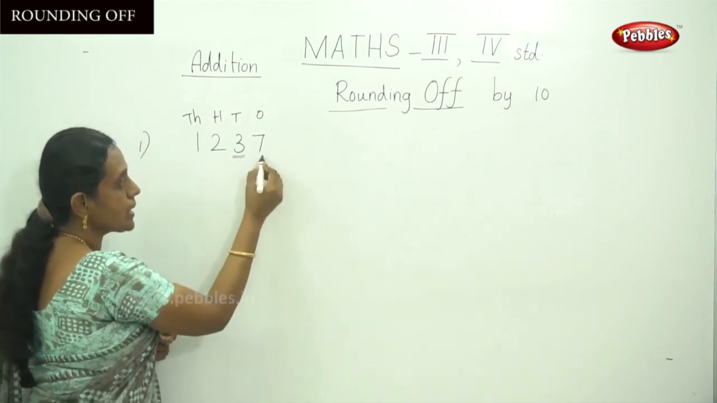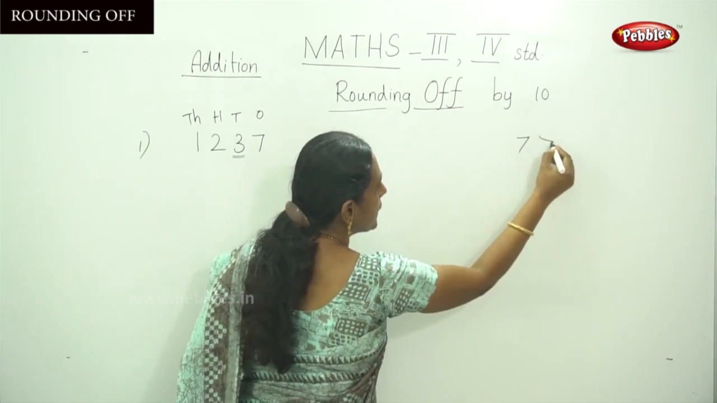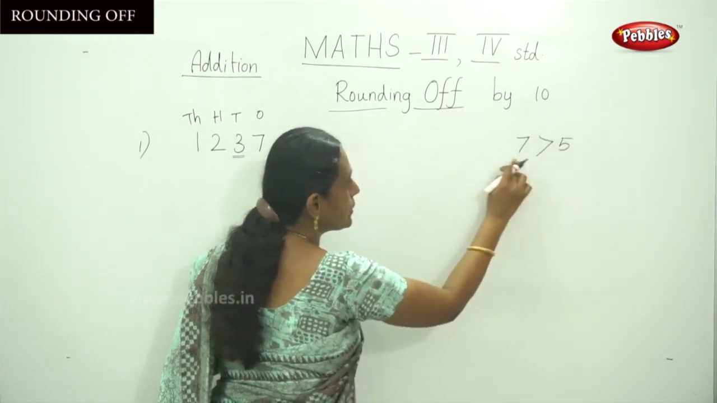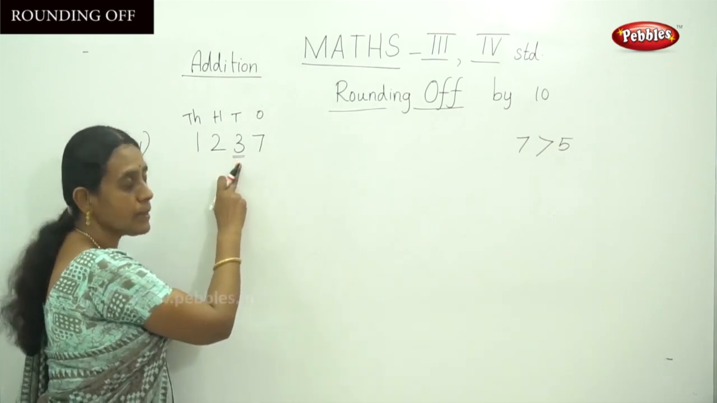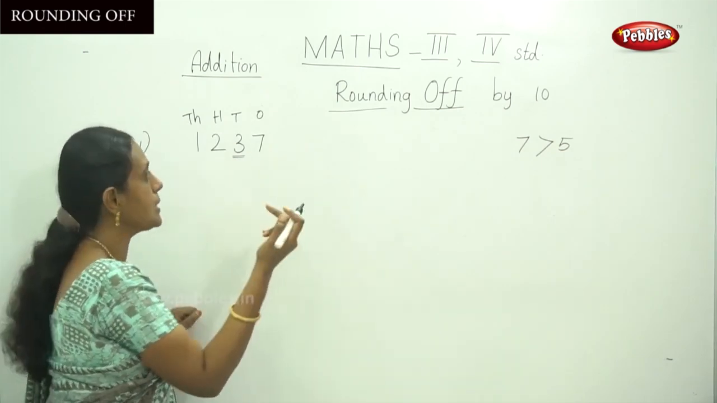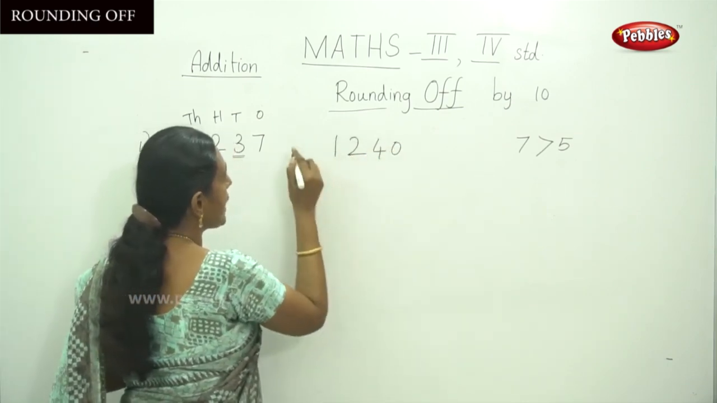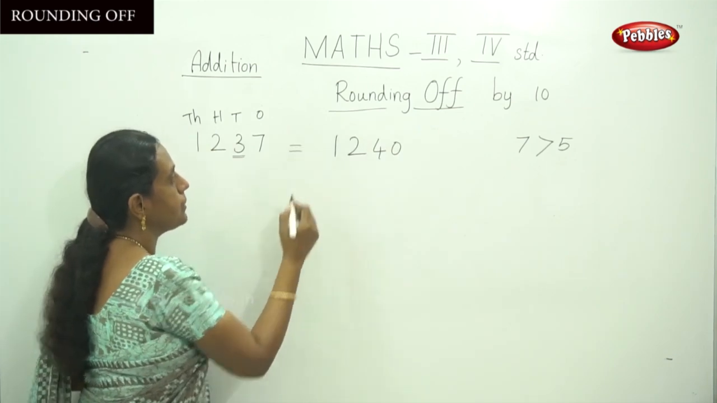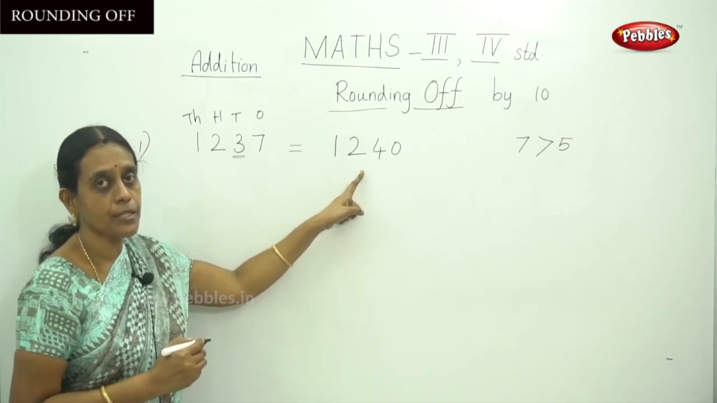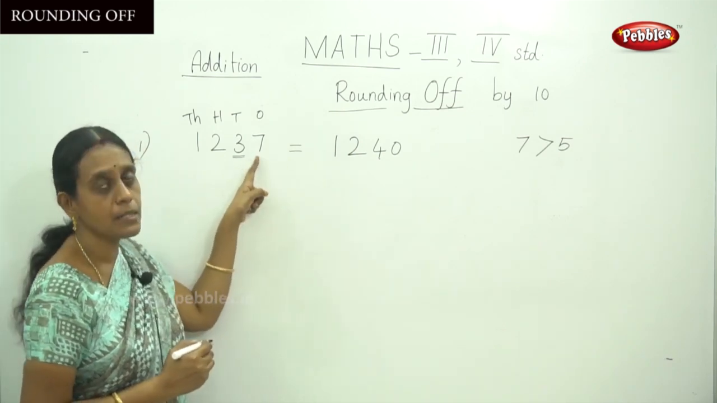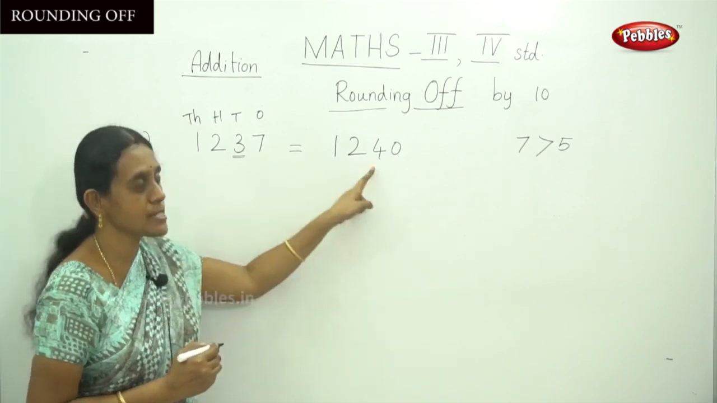That means this last digit, 7, is bigger than 5, that is more than 5. So you have to write down the next 10. Next 10 means 3 plus 1, 4, that is 40. So 1240 is the answer, the rounded number. That 7 will change the number into 40, because if it is more than 5, change the number to the next 10.